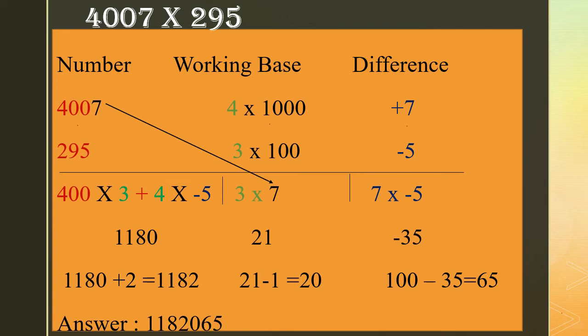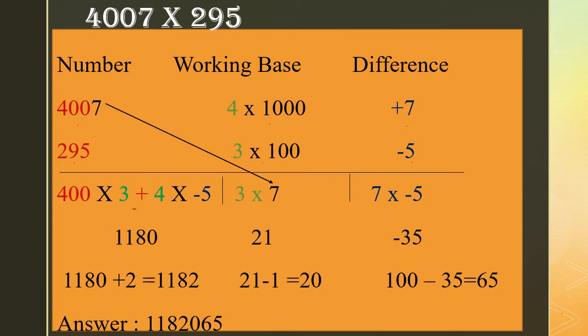For the number 295, we are taking the working base as 300, that is 3 times 100, and the factor is 3, and the difference from the base would be minus 5, because when we subtract 5 from 300, we get 295. Now the result has 3 parts.